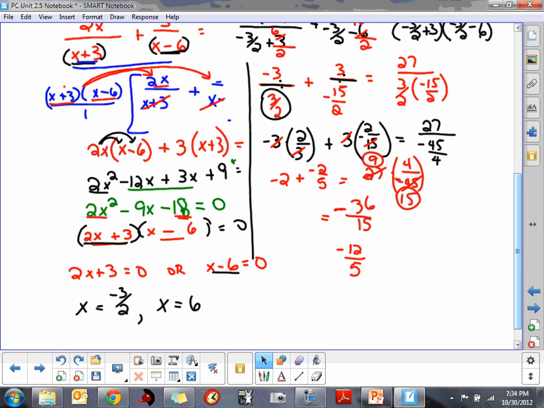Okay, so we want to add these together. So in order to add these two together, I get a common denominator of 5, so I got to multiply the top times 5, it's a negative 10. That's a negative 12 fifths.